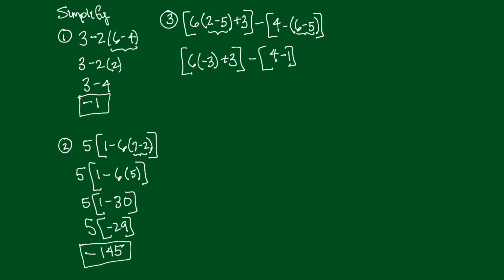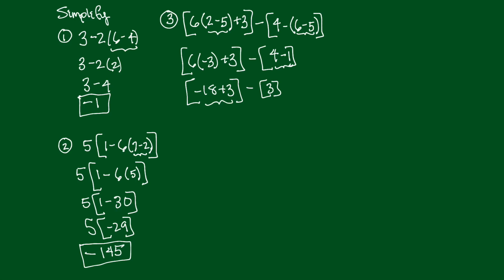All right, now inside this one, we've got a multiplication and addition. Let's do the multiplication first. So we are going to have positive 6 times negative 3 is negative 18 plus 3 minus, now in this one here, 4 minus 1, that's a 3.